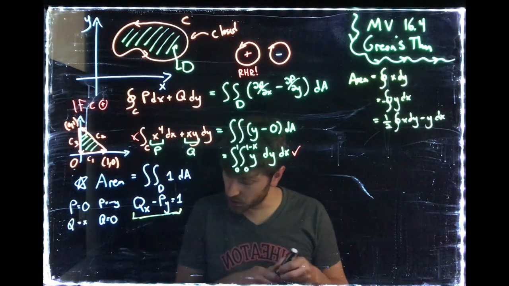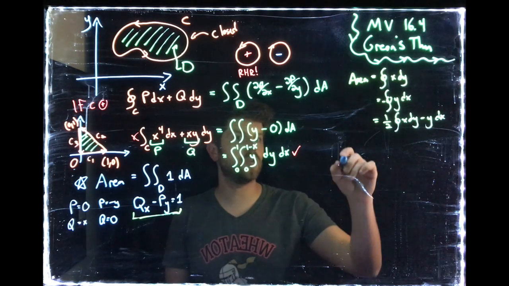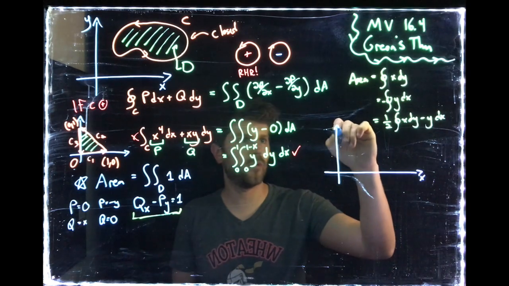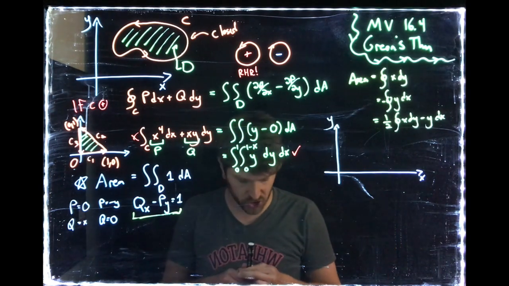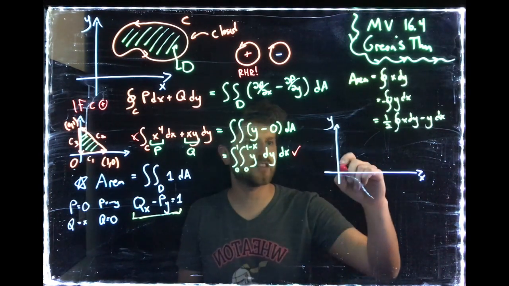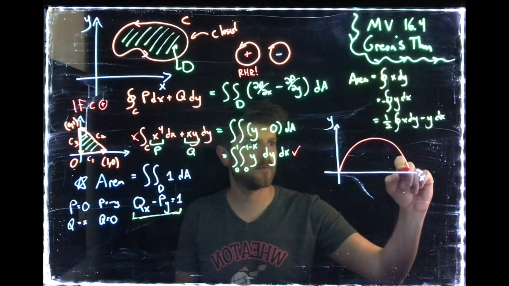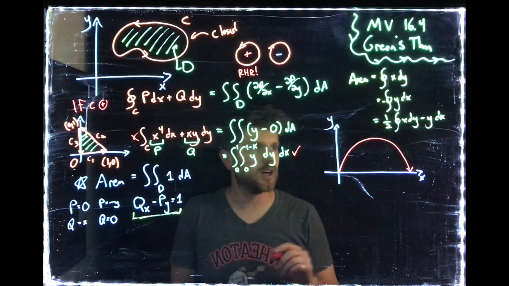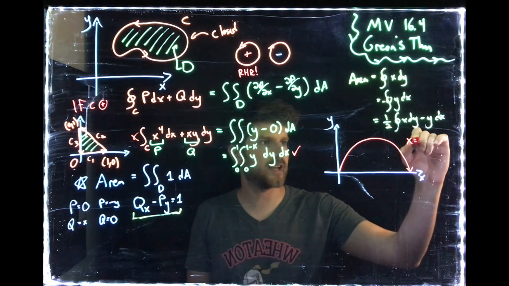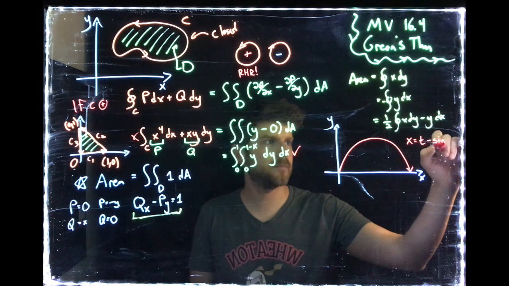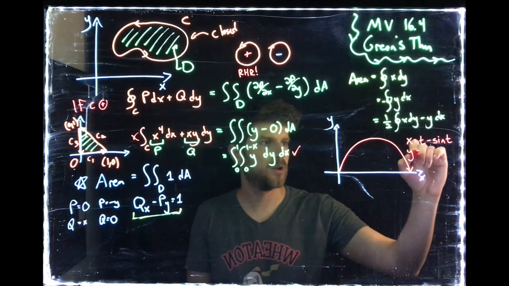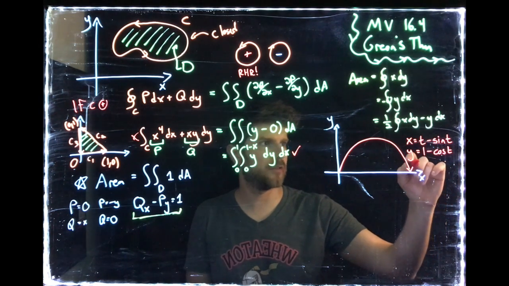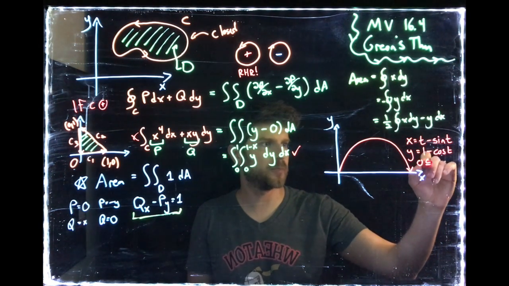And I'd like to show you a little test of this. We're going to use this to calculate the area of one arch of a cycloid. So this is kind of what a wheel does. In this case, we're going to parameterize it this way: x equals t minus sine t, y equals 1 minus cosine t, and this goes from 0 to 2 pi.